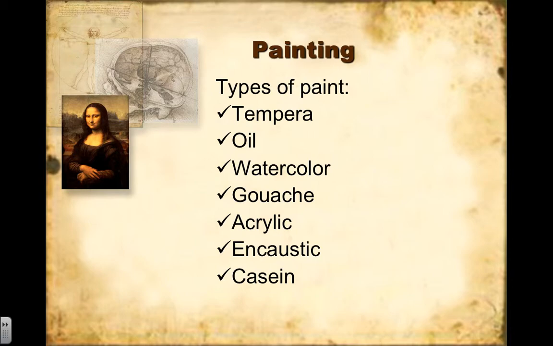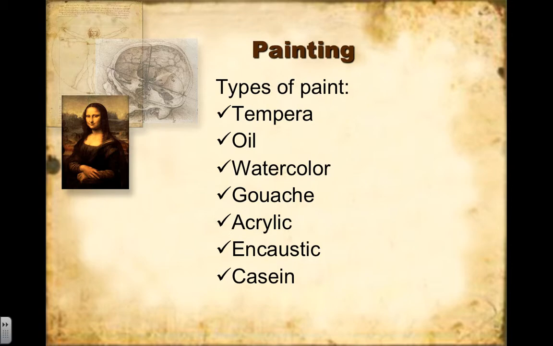Gouache is another type of paint. That's again another thicker type of paint. A lot of times you'll see, like, Jacob Lawrence created paintings out of gouache. Acrylic, that is a fast drying paint. It mixes well on the palette.